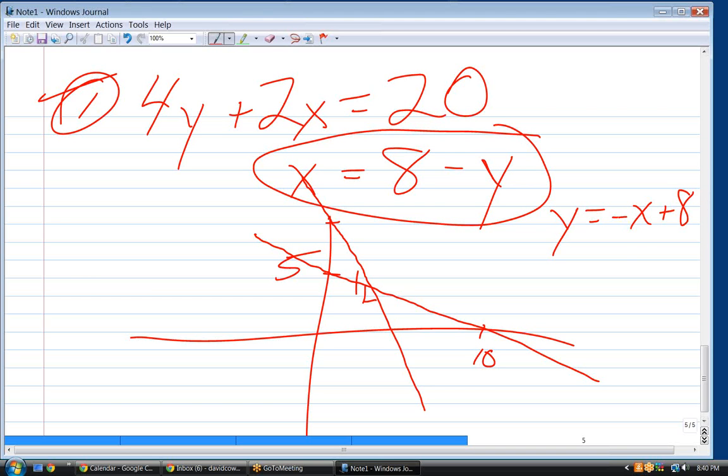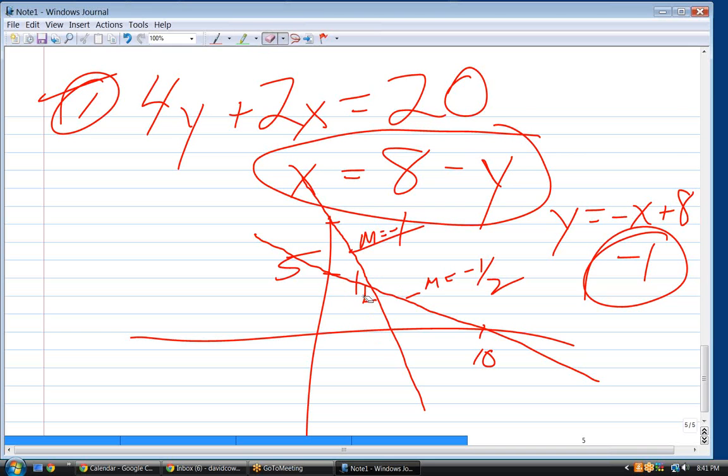Well, the slope of this line was minus 1. The slope of the other line is minus 1/2. I've got to go down 5 and over 10, so that's minus 1/2. This slope is minus 1. Well, those are not the negative reciprocals of one another. Therefore, that is not a right angle. And if it's not a right angle, it's not a rectangle.